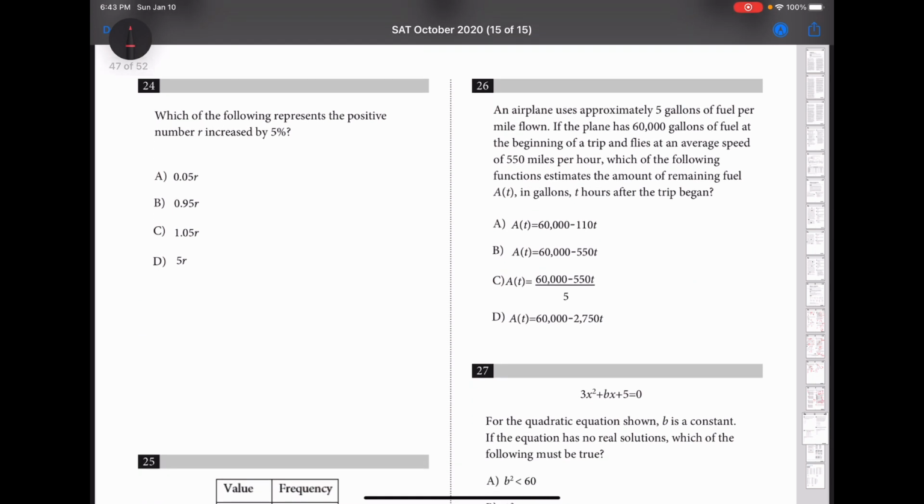24. Which of the following represents the positive number r increased by 5%? So r is going to be increased by 5%. You take r and add 0.05 of r to it, and that represents an increase of 5%. So if I take 1r plus 0.05r, I get 1.05r. The answer is C.